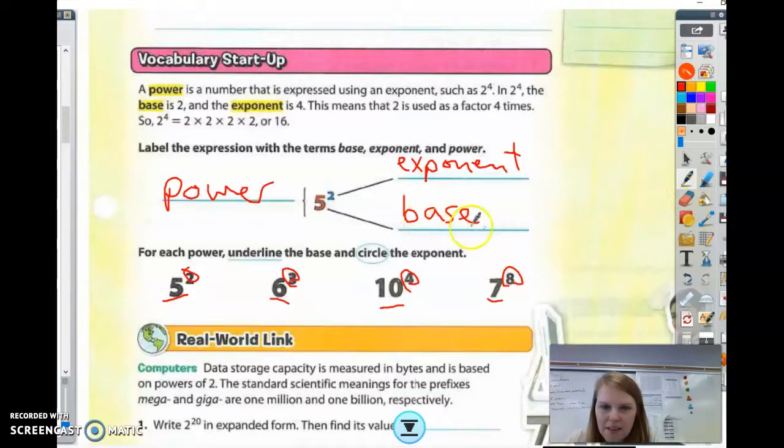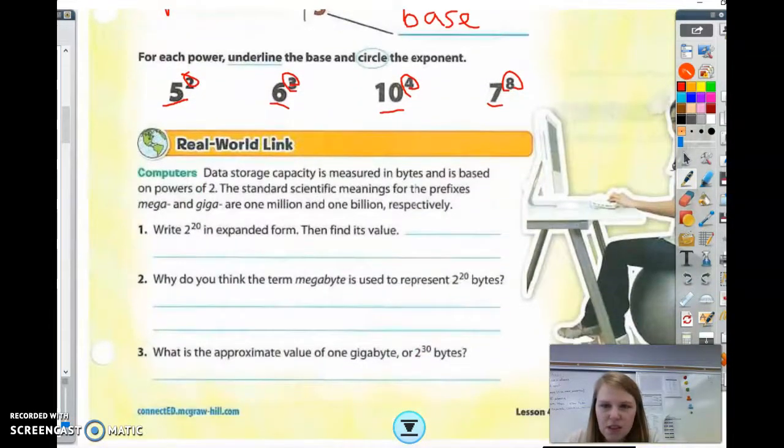Okay, let's go to the next part here. So this is talking about data storage. It says here data storage capacity is measured in bytes and is based on powers of 2. So powers of 2. That always means 2 to the whatever power, 2 to the whatever exponent. It says here the standard scientific meanings for the prefixes mega and giga are 1 million and 1 billion respectively.